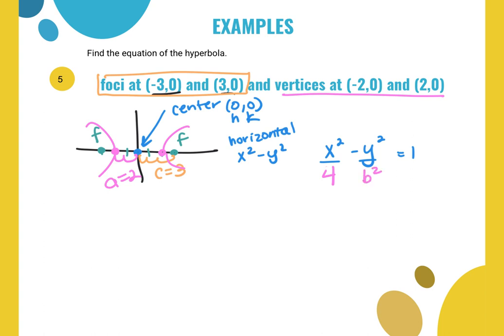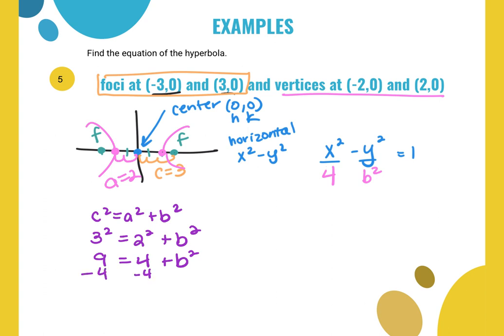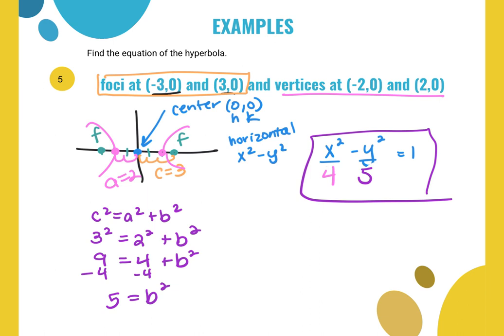We have a and c, which means we can use c squared equals a squared plus b squared. So 3 squared equals 2 squared plus b squared. 9 equals 4 plus b squared. Subtract the 4, and b squared is 5. We don't need the b, so I don't have to square root it because it's not asking where the covertices are. I don't have to graph it. All I need to do is replace that b squared with what we just found, which is 5. And then that's the standard form of this hyperbola.